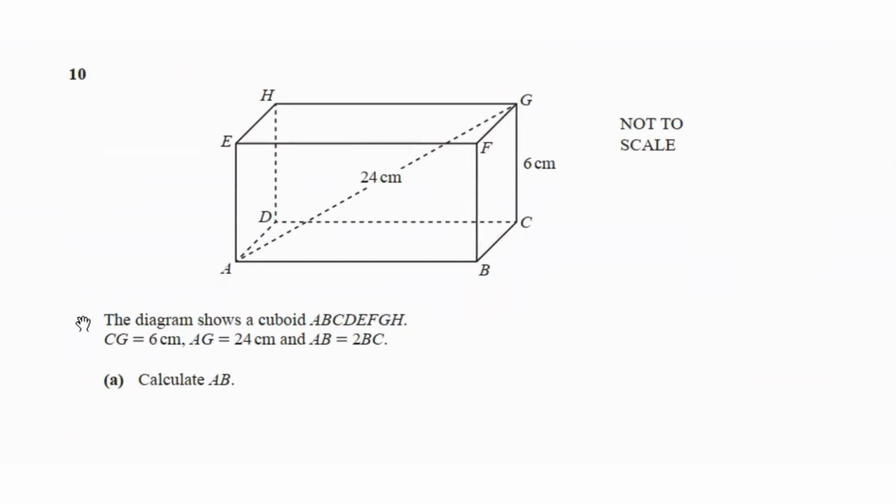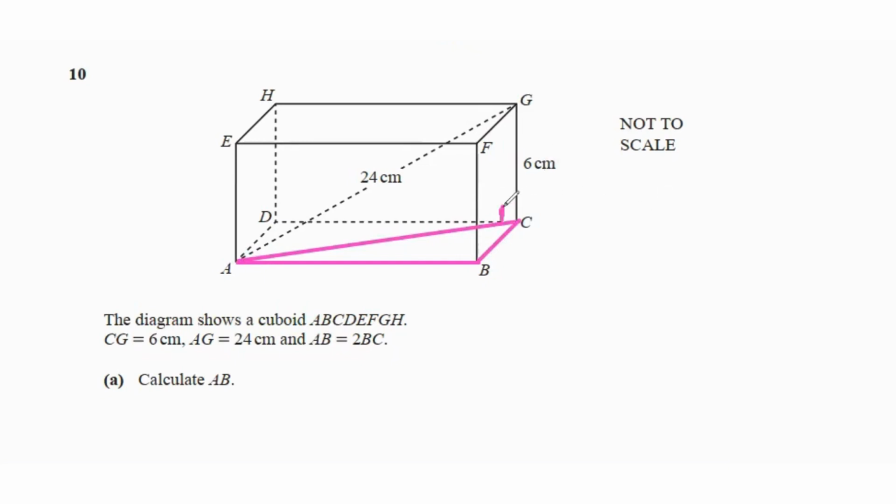Question 10 shows us a cuboid where they've given us some of the lengths and they want us to calculate the length of AB. So this is AB. AB is given as twice of BC. This is your BC. We have this length and the diagonal. So let's calculate AC.